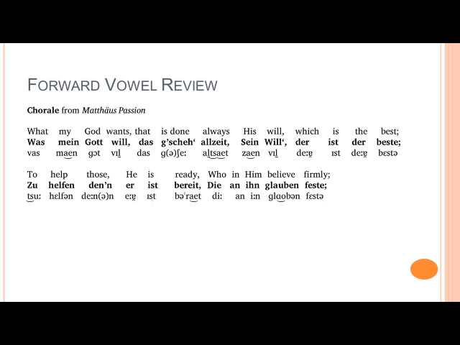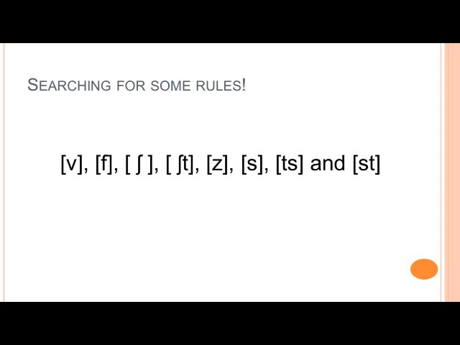So since we didn't do that one in class, you might want to spend a little more time practicing that. Now, searching for some rules. We're going to examine those two texts we just did and look for the spellings that make the following sounds: v, f, sh, st, z, s, ts, and st.